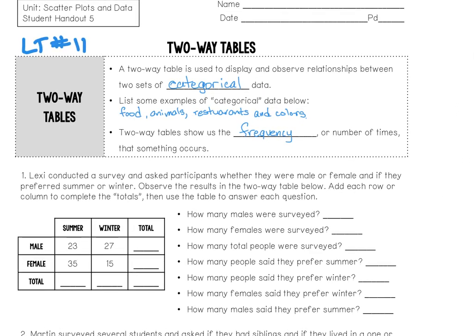Number 1, Lexi conducted a survey and asked participants whether they were male or female and if they preferred winter or summer. Those are categories. Observe the results in the two-way table below. So the one part is going to be talking about the male or female she surveyed. The other is about the summer or winter. So that's 2 ways. Add each row or column to complete the totals. Then use the table to answer each question.